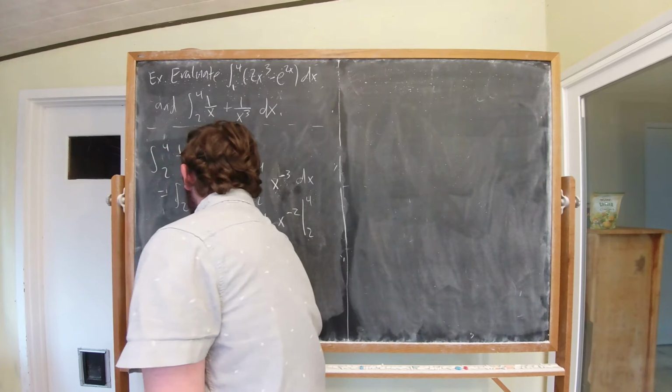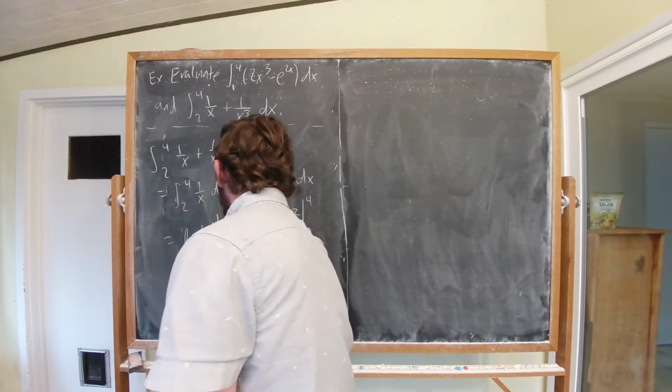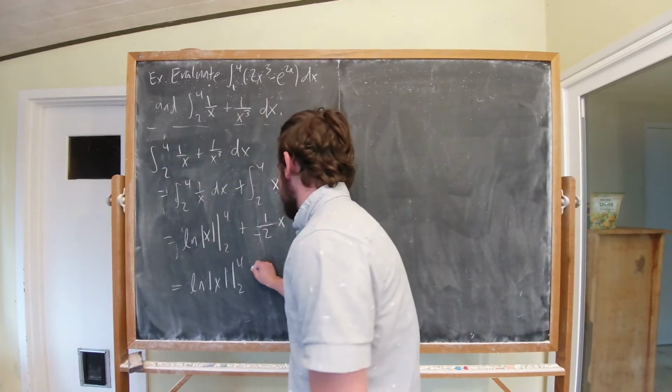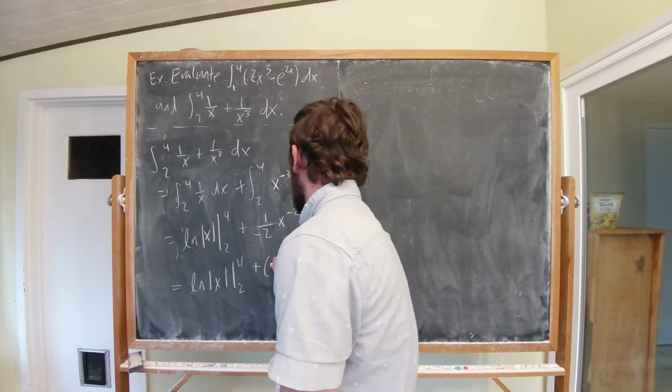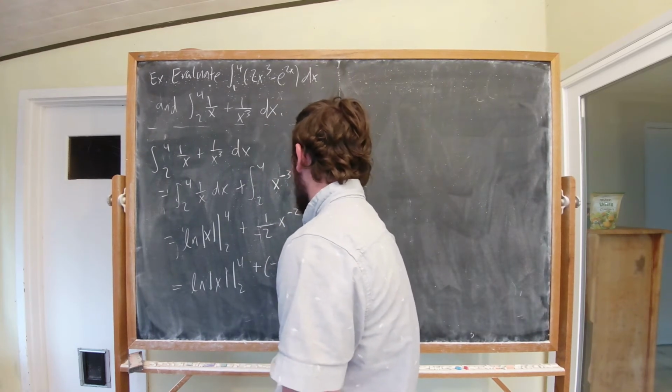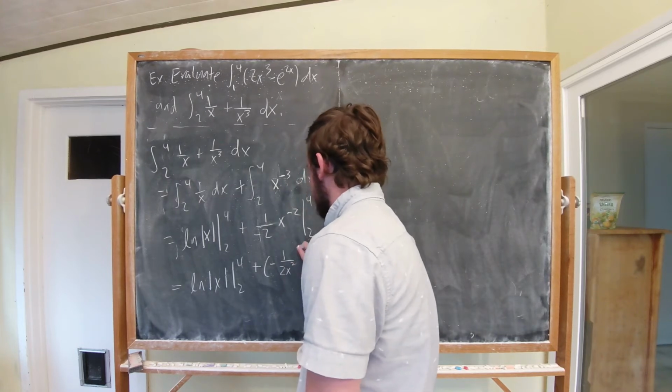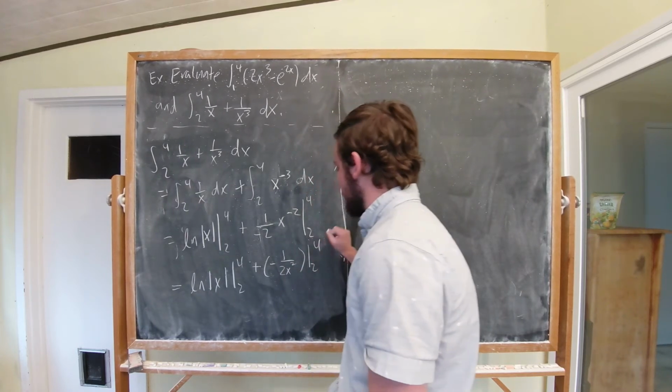Rewriting this, that's the natural log of the absolute value of x going from 2 to 4, plus negative 1 over 2x squared, from 2 to 4.